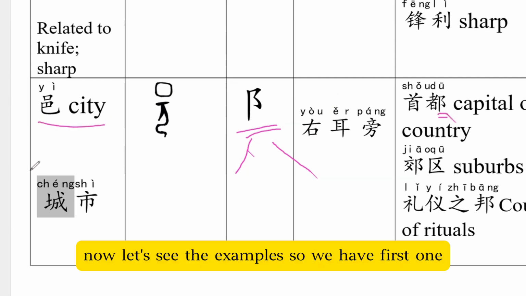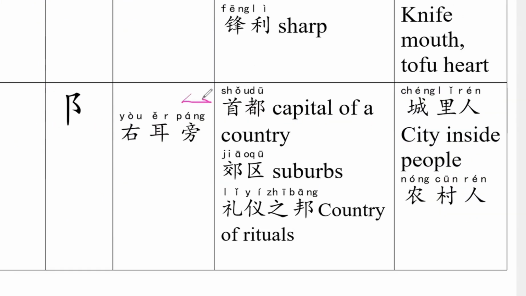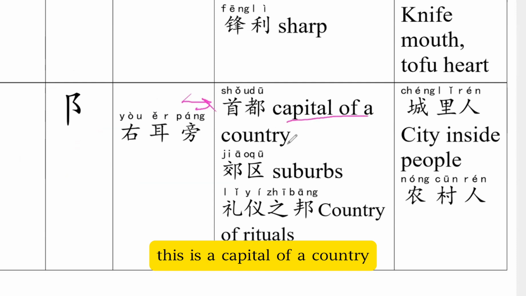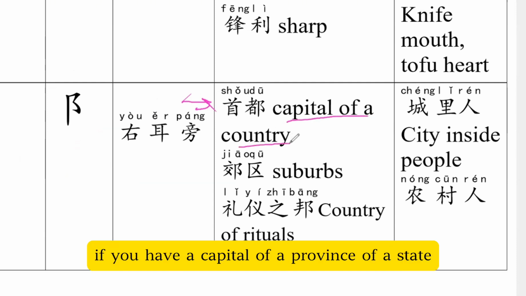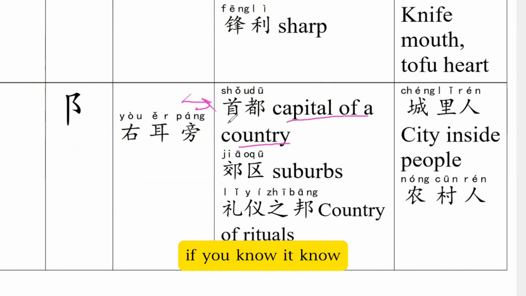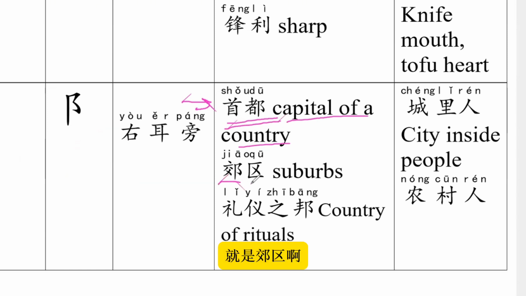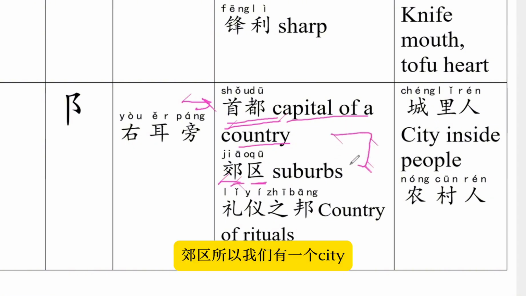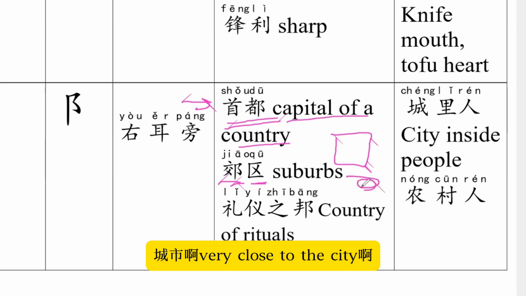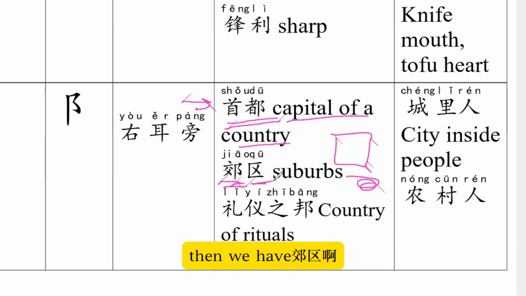Now let's see the examples. So we have first one, 首都. Now notice I said this is a capital of a country. If you have a capital of a province or a state, it will be a different word. Okay, if you know it, feel free to share it. So now we know 首都. 中国的首都在哪里? 好，然后我们再看一个就是郊区. So 我们有一个 city 城市 very close to the city. Then we have the 郊区.